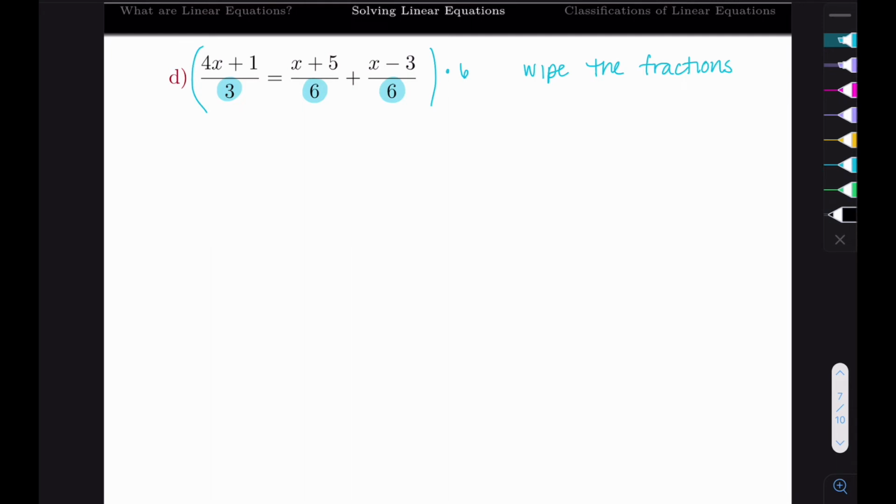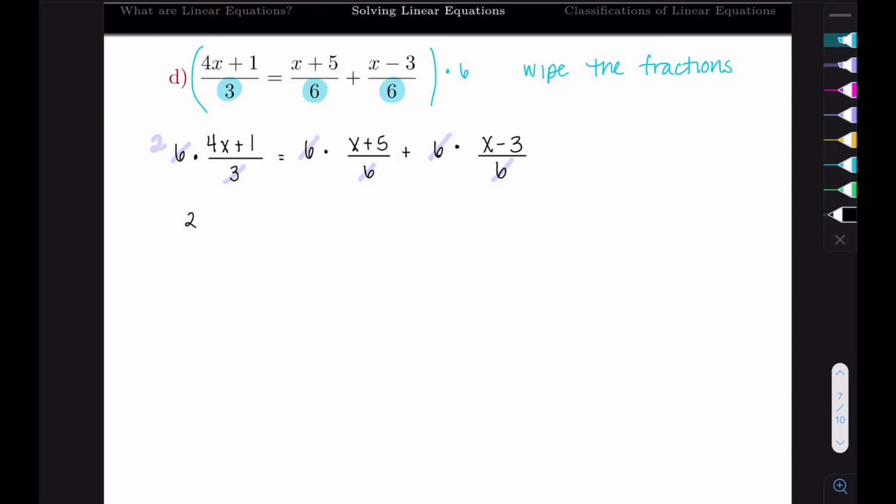So if we do that, we'll have 4x plus 1 over 3, and we're going to times it by 6. We'll have 6 times the fraction, x plus 5 over 6, and 6 times x minus 3 over 6. Now on the right-hand side, we're lucky in that those 6 over 6 just cancels. But unfortunately over here, when I take 6 and divide it by 3, we're really left with a 2.